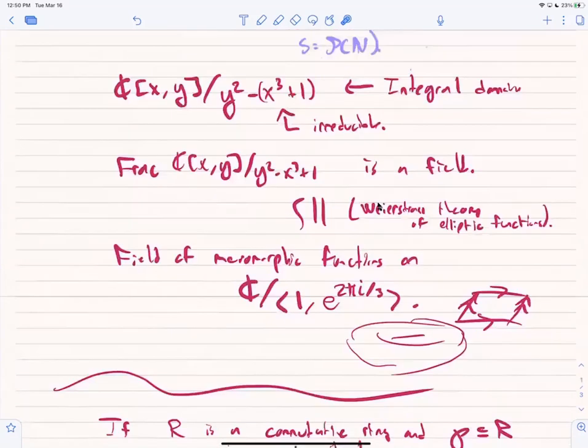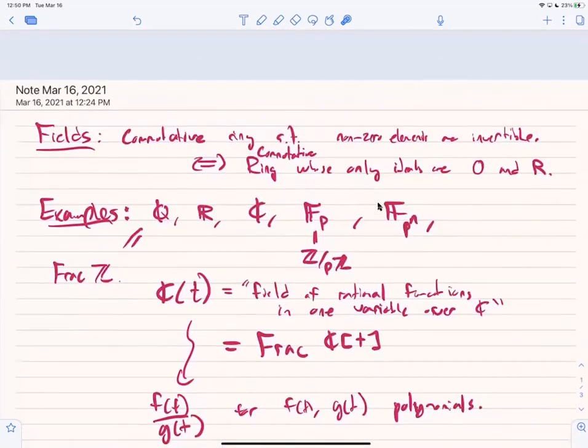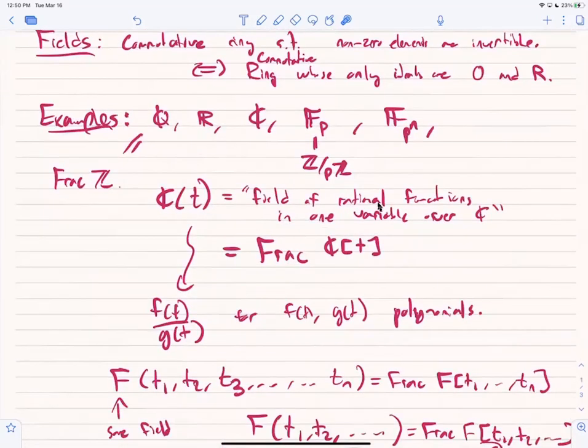In this class, we're going to spend a lot of time thinking about the rational numbers and finite fields and their specific properties, doing Galois theory over these specific fields. But don't let that trap you into thinking these are the only fields that matter. Certainly they're not, and there are many other interesting fields.